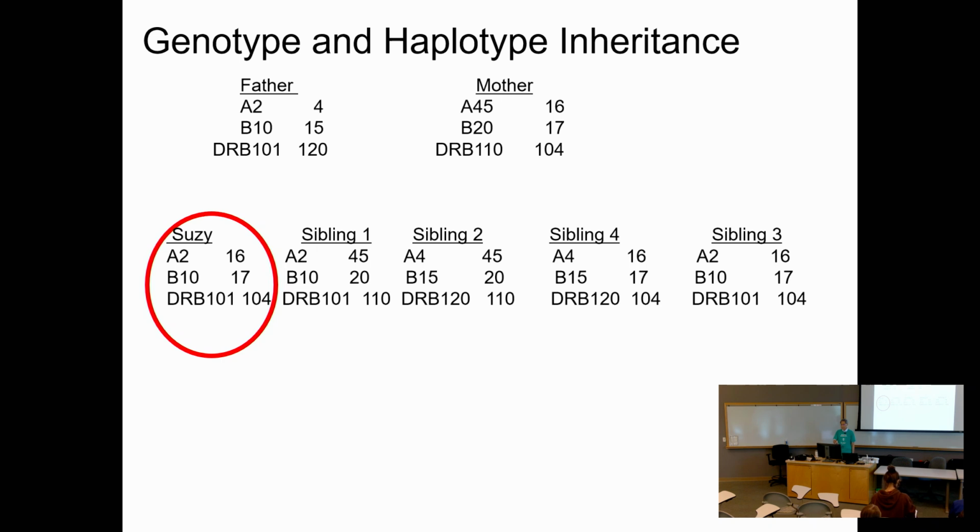So in this group of siblings, who is she going to match with? So again, it's sibling number 3 down here. Sibling number 3 happens to have the same haplotype inheritance from the parents as Susie, and for these 3 particular genes, they're an identical match. And so she might be a very good donor for Susie.